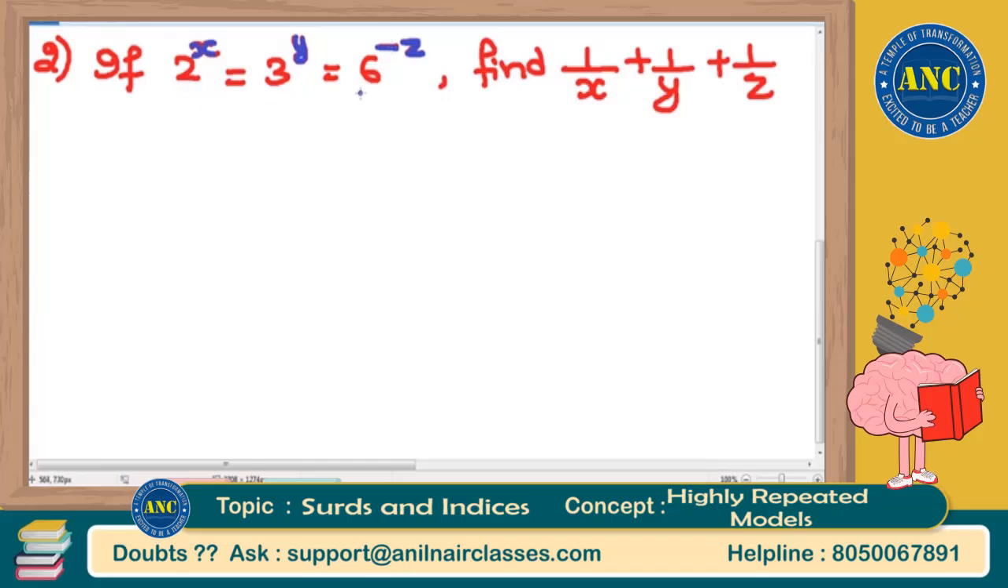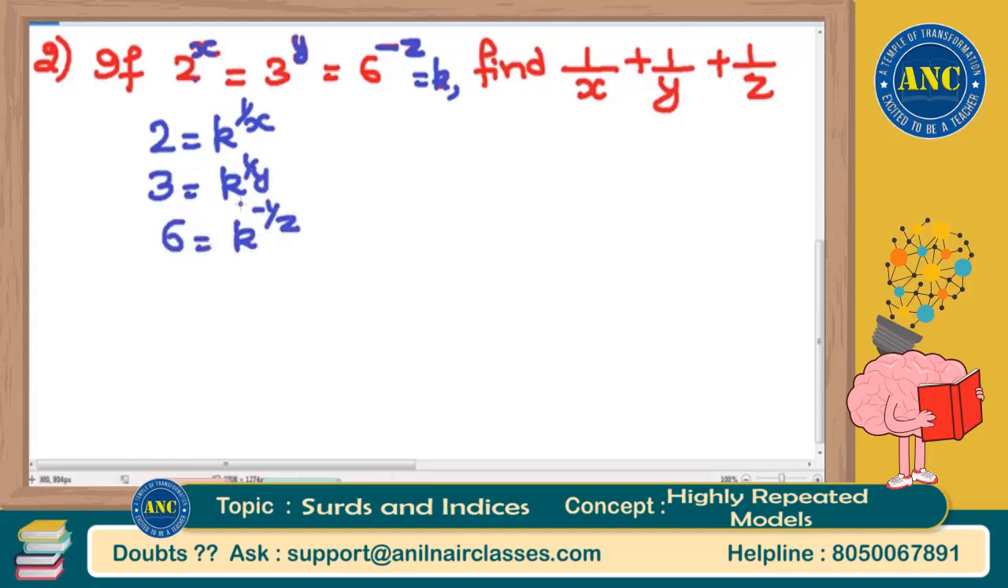Same logic. All these things I will equate to a constant called k. 2 power x is equal to k, so 2 is equal to k power 1 by x. Same like my previous question. 3 is equal to k power 1 by y. 6 is equal to k power minus 1 by z. The relationship between 2, 3 and 6 is 2 into 3 is equal to 6. It is k power 1 by x into k power 1 by y is equal to k power minus 1 by z.